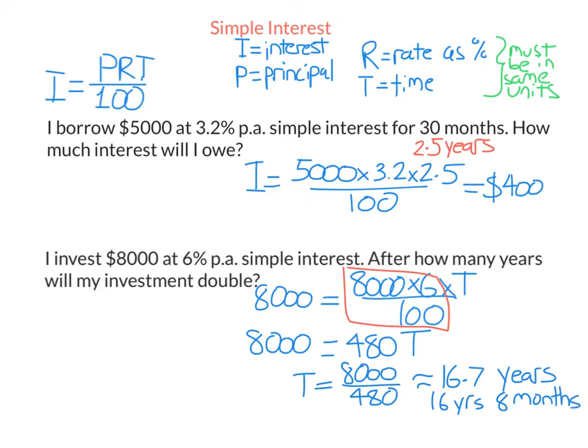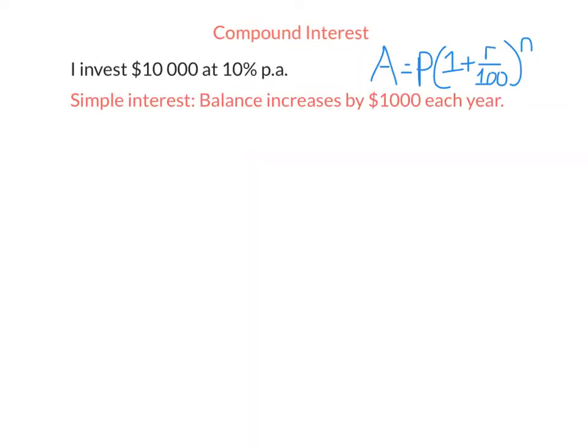All right, let's now go into compound interest. Remember, this is only for advanced students. So let's say I wanted to invest $10,000 at 10% per annum. 10% of 10,000 is just 1,000.